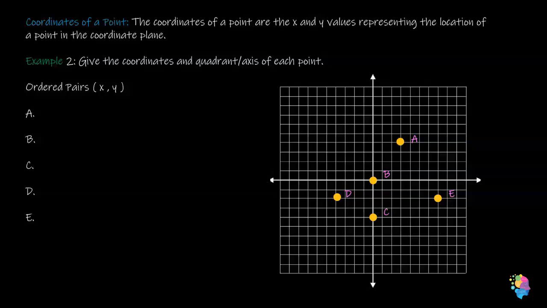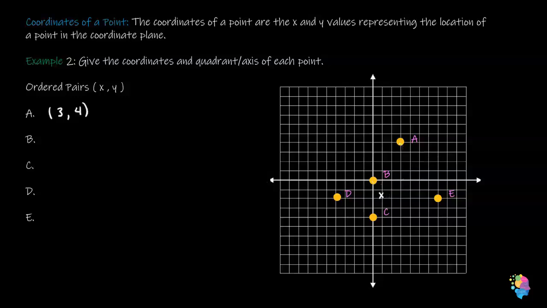Now, to get to point A from the origin, which is at the center, remember, we will have to move 1, 2, 3 to the right, so the x value is 3, and then 1, 2, 3, 4 up, so the y value will be 4. That means that the coordinates of point A are 3, 4. We'll come back and do the quadrants and the x and y axis later.